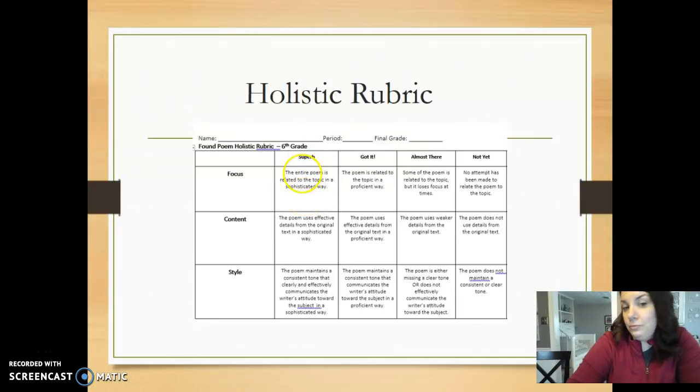Okay, so you should have read that for superb, the entire poem needs to relate to the topic. So you have to relate it to the societal issue. It needs to use the original text in a sophisticated way for content. And the style needs to be a consistent tone, and it has to reflect an appropriate attitude towards the subject matter. And it also means you're not copying more than 3 or 4 words at a time from the text.